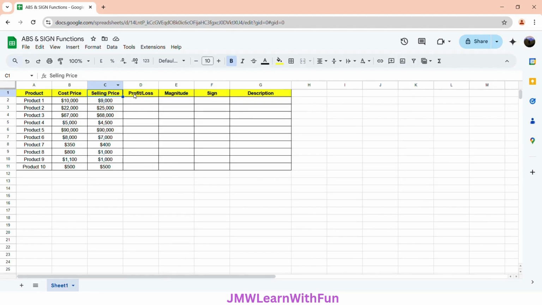In column D, we want to calculate the profit or loss, that is, the selling price minus the cost price. In column E, we want the magnitude of the profit or loss calculated in column D. In column F, we want the sign of the profit or loss calculated in column D.